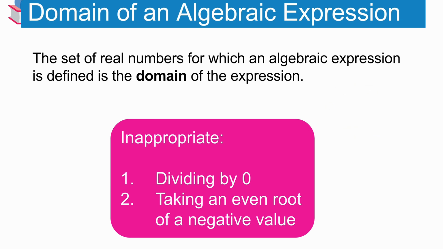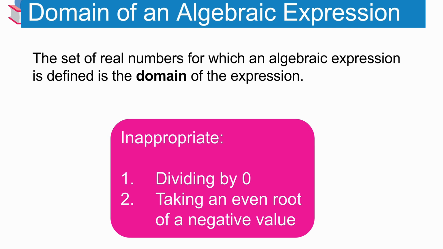And what we're saying when we have that is there are certain things that we're not allowed to do. Number one, we're not allowed to divide by 0, and number 2, we're not allowed to take an even root of a negative value. We'll look at examples of that as we go, but these are the two things that we want to watch out for.